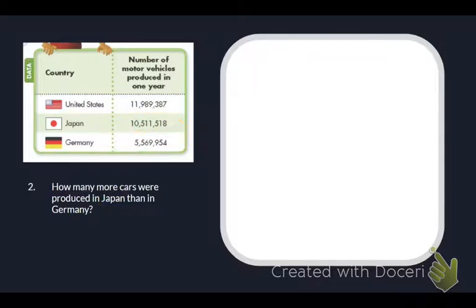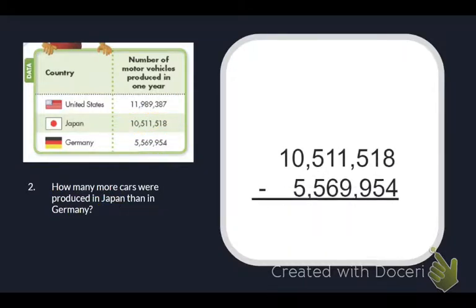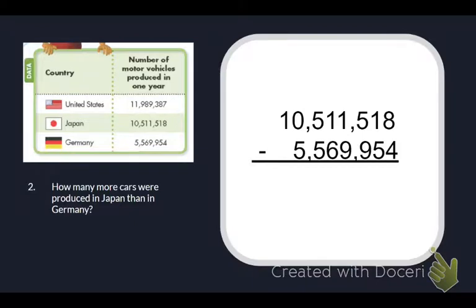All right. Does your problem look like that? Perfect. So we have the ones over the ones, the tens over the tens, and so forth. So now we can start subtracting. Lucy, what numbers are we subtracting first? The 8 and the 4. 8 minus 4 is? 4.